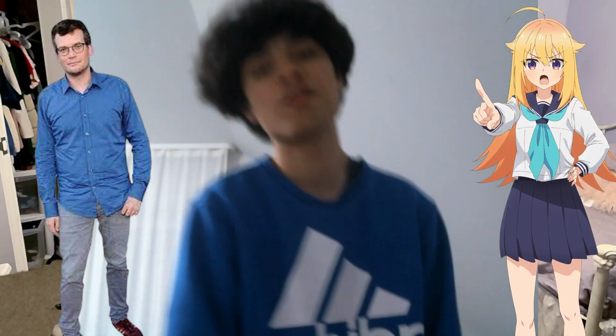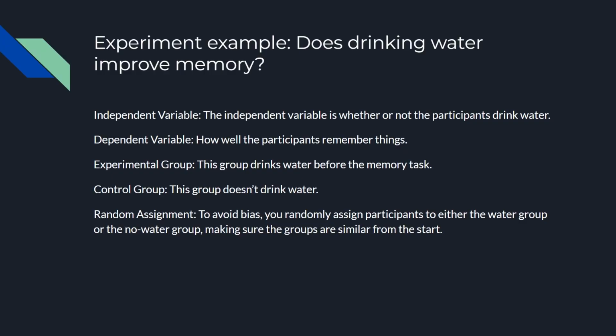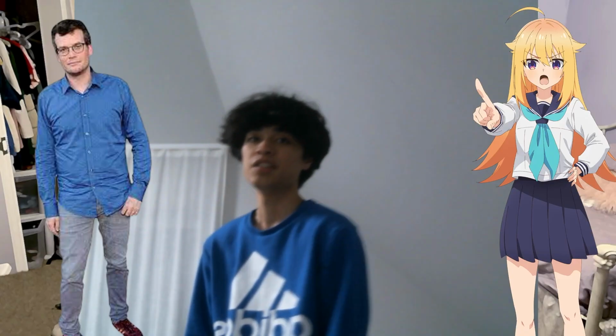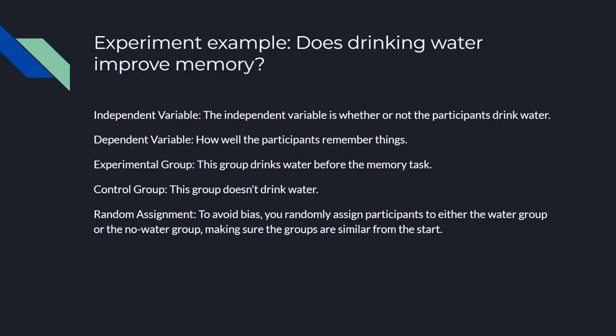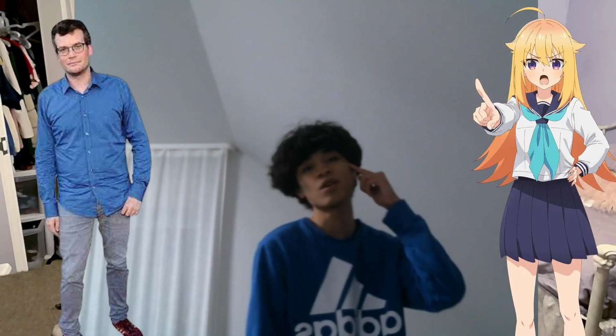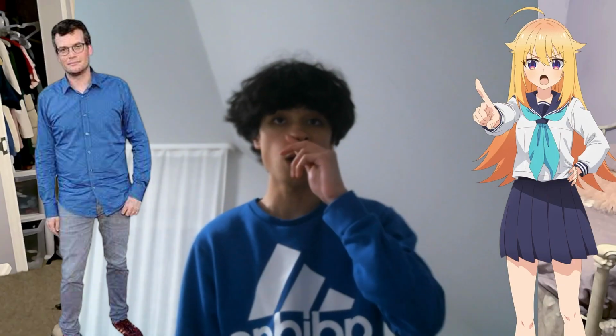And for the dependent variable, we have how well the participants remembered each of the words. And the dependent variable is dependent on the independent variable, which was whether or not the participants drank water, because we're trying to test if the participants' memory is affected by water. That's why it's the dependent variable.